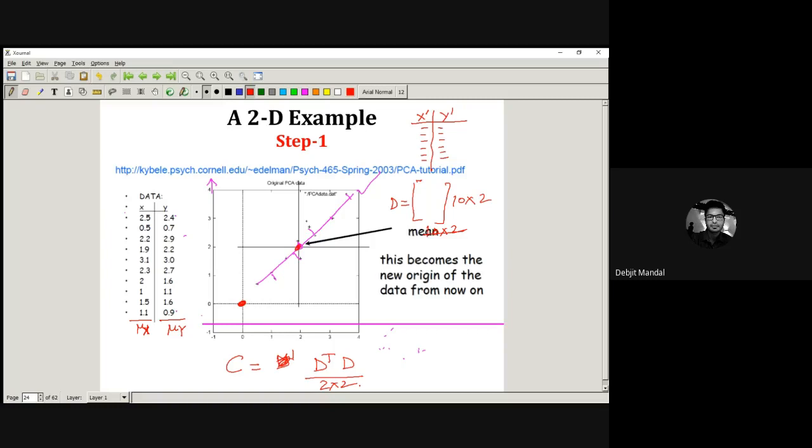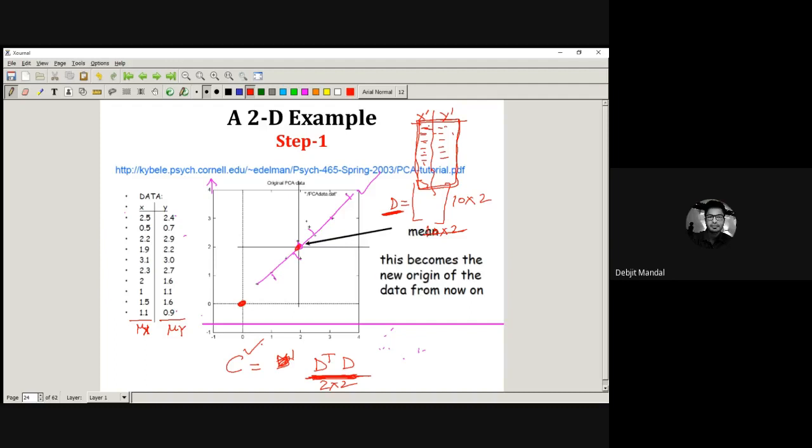Sir, one thing I couldn't follow: after finding the mean of x and y, we subtract the mean value from each and every observation, and we get x dash, y dash, right? Yeah. And then we find the covariance as D transpose. You take it as a 10 by 2 matrix, a two-dimensional array, 10 rows and 2 columns. Then you just find D transpose into D. That will be your covariance matrix.